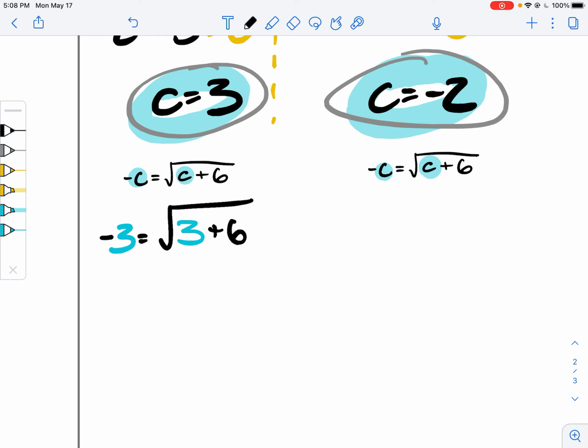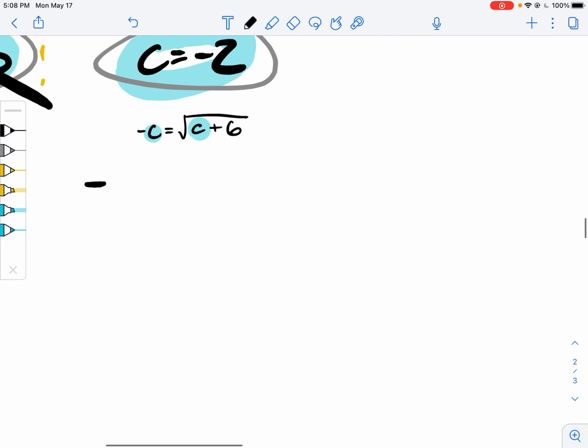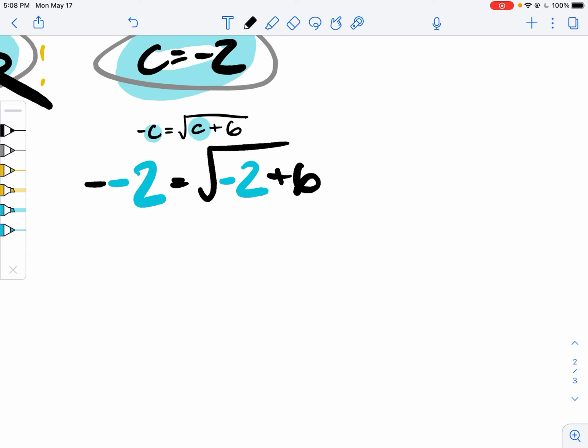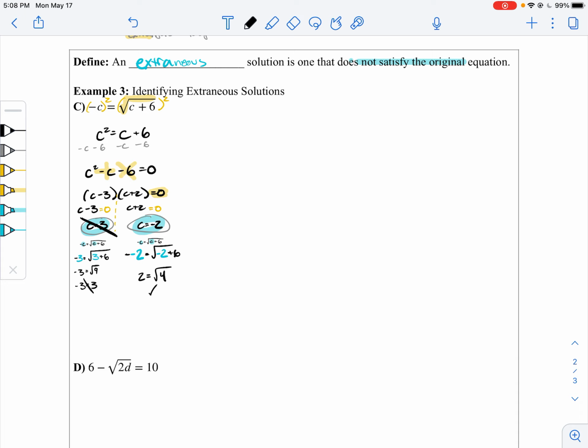Because we'll get negative 3 equals the square root of 9, which is negative 3 equals 3, but that's a no-go. So, sorry, that's not going to work. On the other hand, we'll have negative 2 equals the square root of negative 2 plus 6. Is it the case that positive 2 equals the square root of 4? Hey, that totally works. So there you go, extraneous solution.